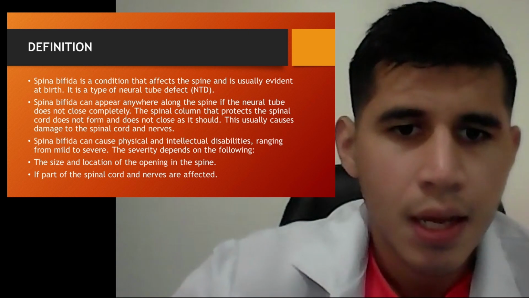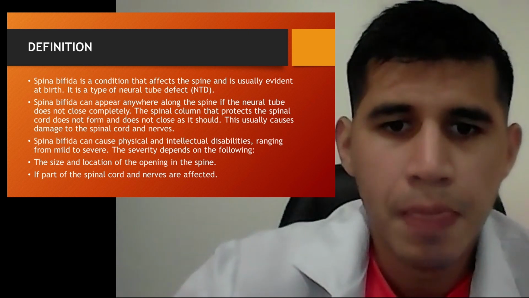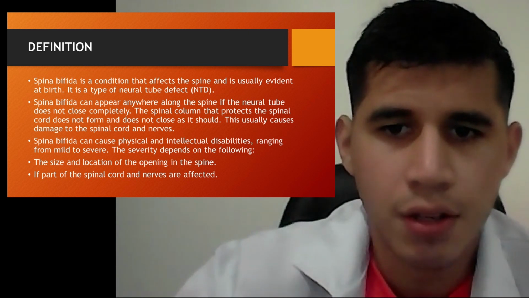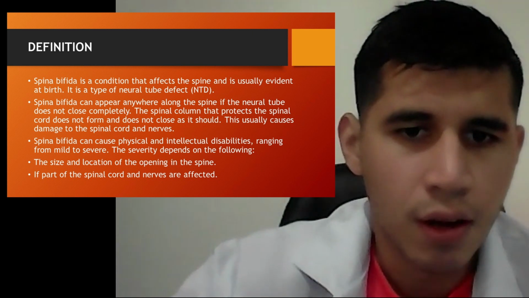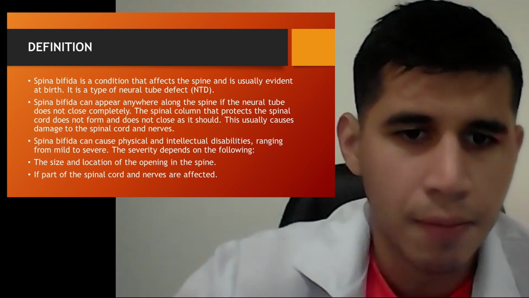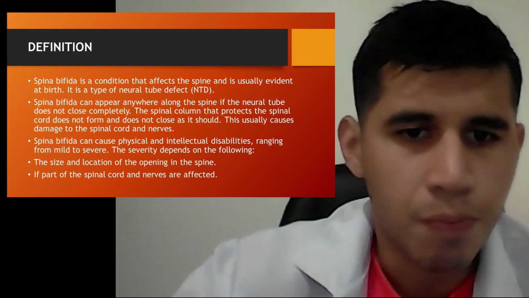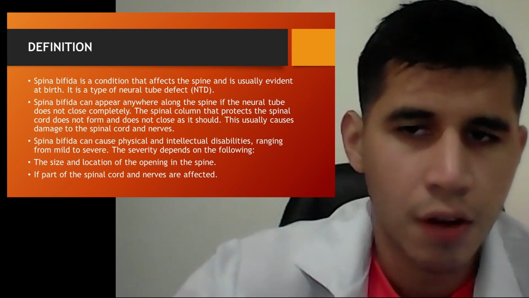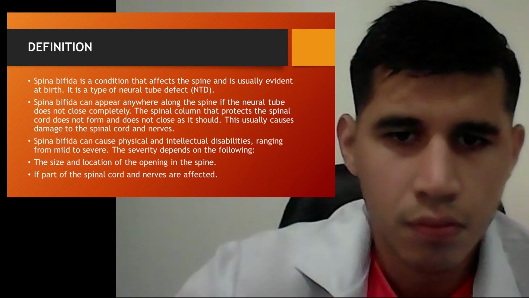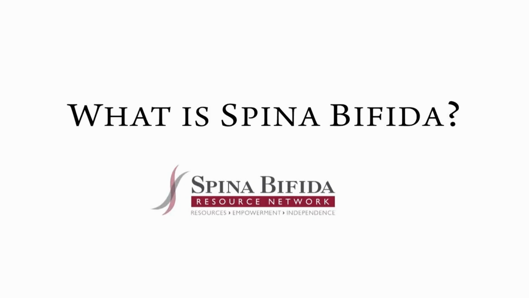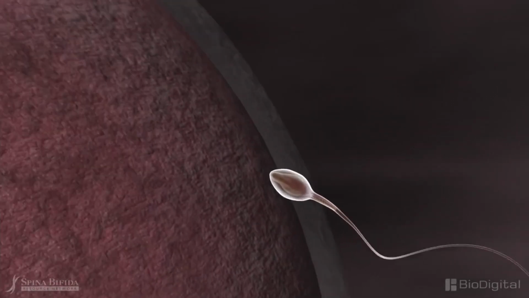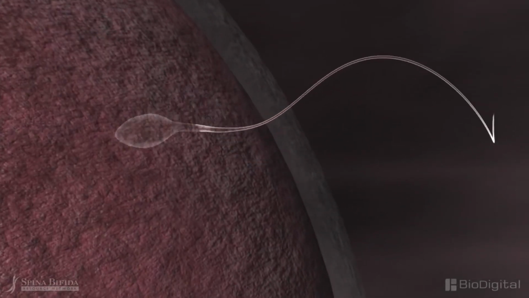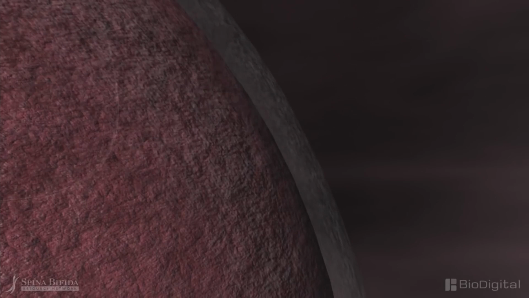Spina bifida can cause physical and intellectual disability ranging from mild to severe. The severity depends on the following: the size and localization of the opening in the spine, and whether part of the spinal cord and nerves are affected. The first stages of the developmental defect of spina bifida occur in the first 2 to 3 weeks after conception, before the mother knows she is pregnant.